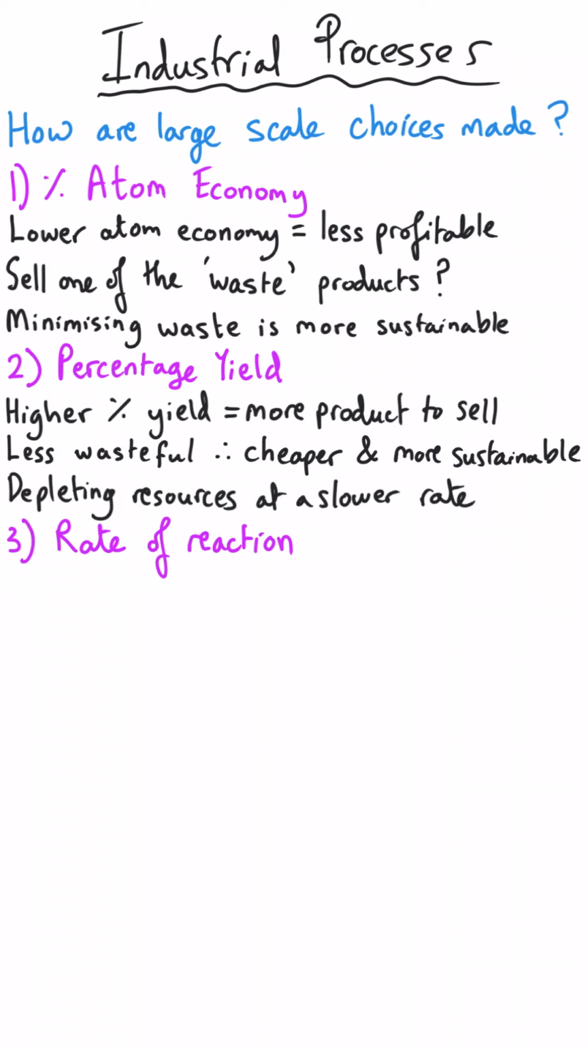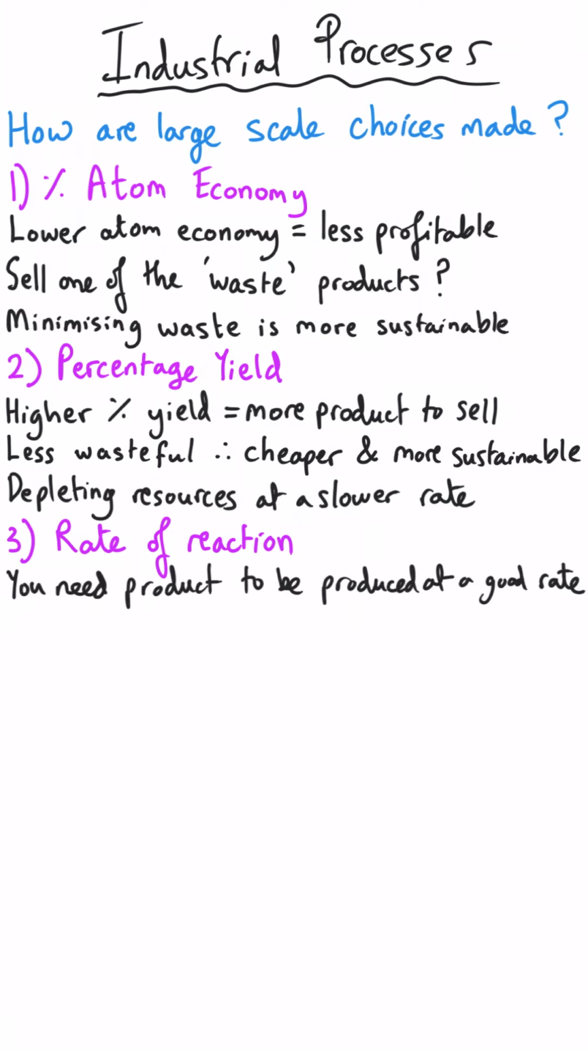A third consideration for an industrial process is how quickly is this reaction happening? So in other words, what is the rate of this reaction? It's no good having a process that is a really good atom economy if it takes such a long time to actually happen that you don't really make very much product at the end of the process, because you want your product to be produced at a decent rate so you can sell it and be making profits as your process is ongoing.